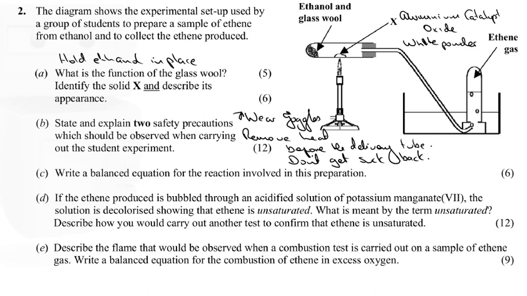Okay, part C. Write a balanced equation for the reaction involved in this preparation. Now, again, if you go back to the previous video I gave you, the preparation itself is called the dehydration of ethanol. That's the name of the thing. It's called the dehydration of ethanol.